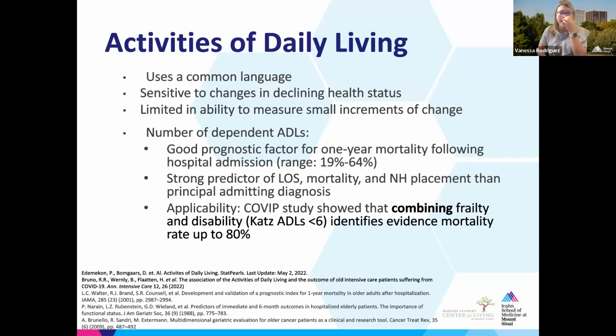So for example, there is evidence and research that has proved that it could be a good prognostic factor for one-year mortality following hospital admission. What that means is that if a person becomes, after hospitalization, more dependent on the basic activities of daily living, it can really affect the prognosis of a person. And so knowing that information offhand is really important, knowing what the baseline was and what the new baseline is. It can really be a strong predictor for length of stay, mortality, and nursing home placement.